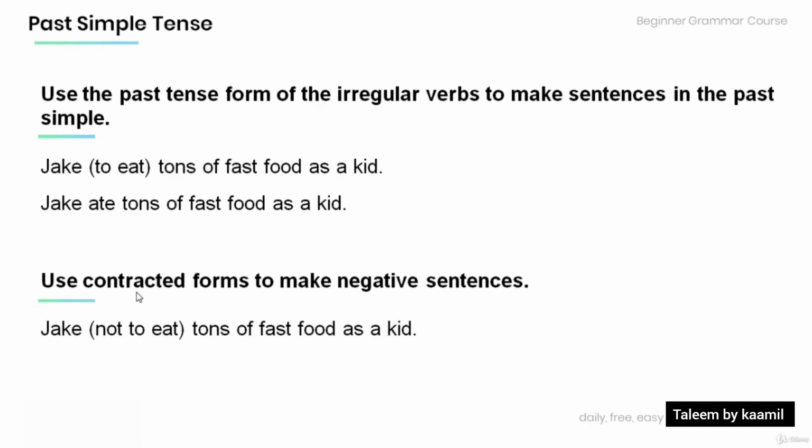Also, remember that we use contracted forms to make negative sentences. Read the following sentence and turn it into a negative sentence. Jake not to eat tons of fast food as a kid. Jake didn't eat tons of fast food as a kid.